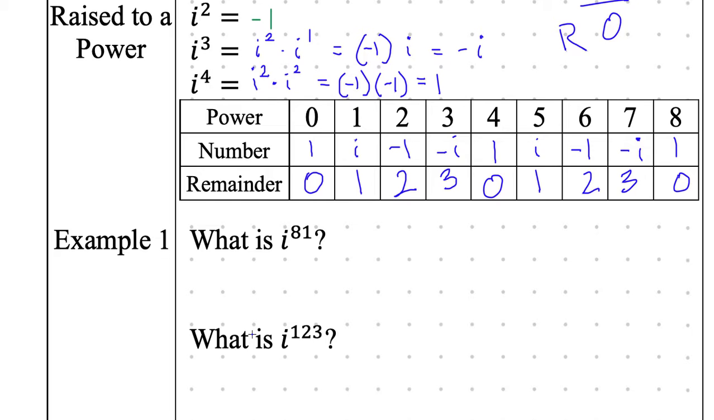i to the power of 81. Well, what we're really doing is taking the power divided by 4 to get the remainder. What's 81 divided by 4? What is the remainder? I'll do it with you guys. Write it off to the side. 4 goes into 81. Well, 4 goes into 8 twice. 4 times 2 is 8. 8 minus 8 is 0. And I'm going to bring down the 1.